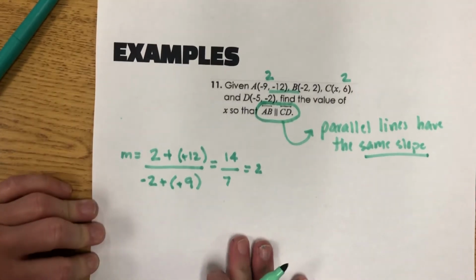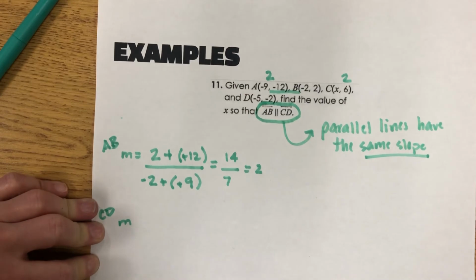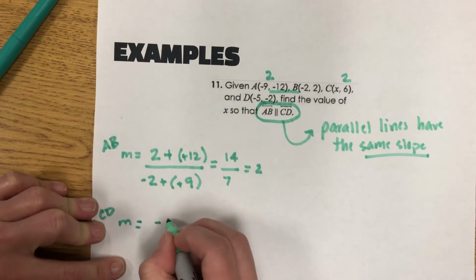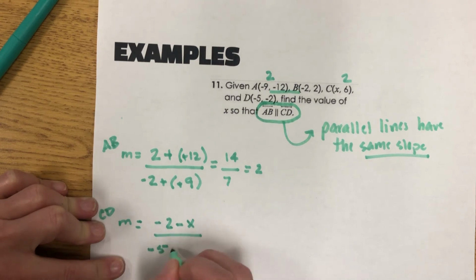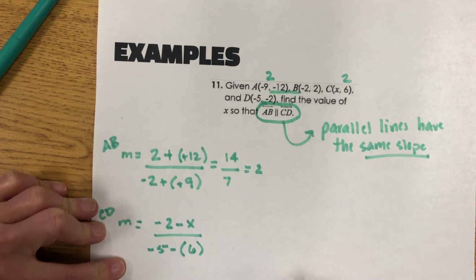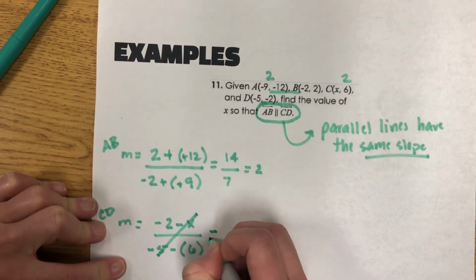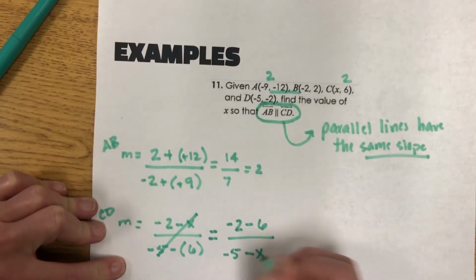So what we can do here is plug in. Remember this is AB, and now let's look at CD. So the slope of CD, we're just going to set it up. M equals -2 minus 6 over -5 minus x. I'm sorry, I messed up, I wrote the wrong numbers. So negative 2 minus 6, there we go. Negative 5 minus x. Okay, that looks more right.